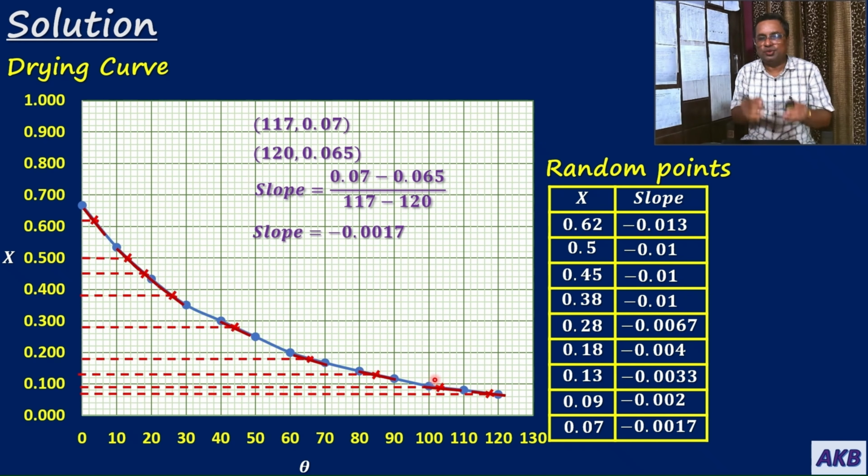So I hope the calculations are clear to you. How random points are to be selected, that is clear to you. How tangents are to be drawn at those selected points, it is clear to you. And then how to find the slope of each of the tangents, that is also clear to you. If you have any doubt, please mention that in the comment section. Let us move ahead.